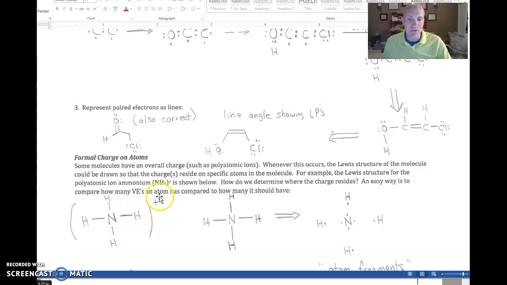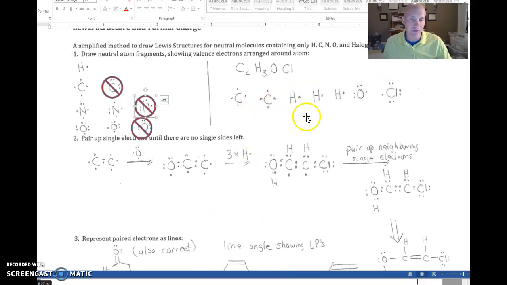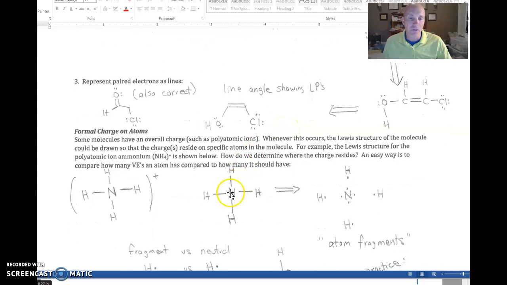And what I've done here is I've just said, okay, this entire thing has got a +1 charge. All right, but let's say that we wanted to figure out which one of these atoms is the one where that charge would primarily reside. All right, so the way to go about doing this is we're going to make use of the number of valence electrons that we know the neutral atom should have. All right, so what we're going to do is we're going to take each bond and we're going to split it apart. All right, so we know that each of these bonds contains 2 electrons.